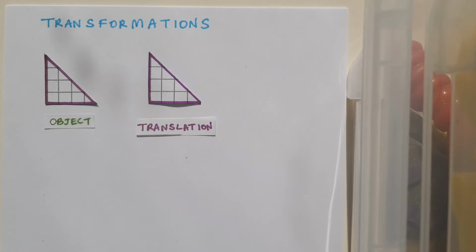One kind of transformation is a translation, and a translation is where I just slide my object from one position to another. I don't change the direction in which it's facing.